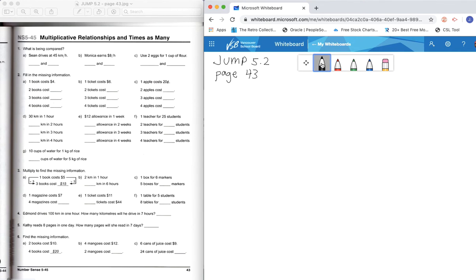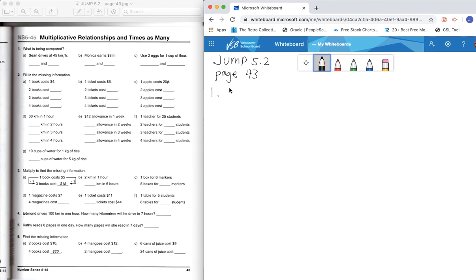Okay, number one. Actually, today we are learning multiplicative relationships and times as many. So let's go over what that means. Number one. What is being compared?